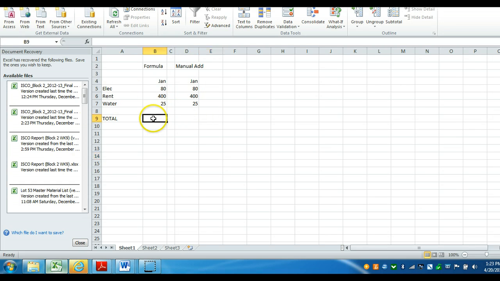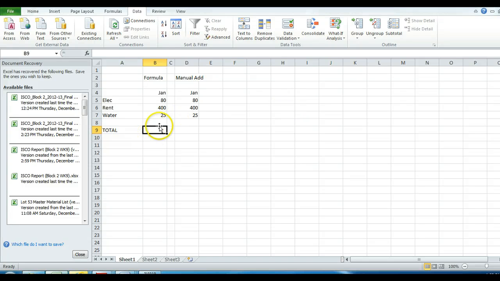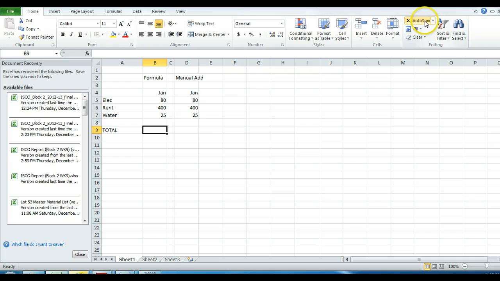So the first thing right here, if we wanted to total up all of these, easiest way to do it, right at the top of my screen, here's a sum command. So I hit auto sum, and look, it adds those things up automatically for me.